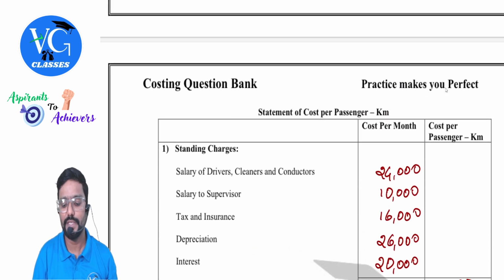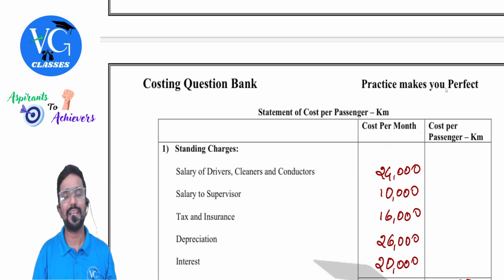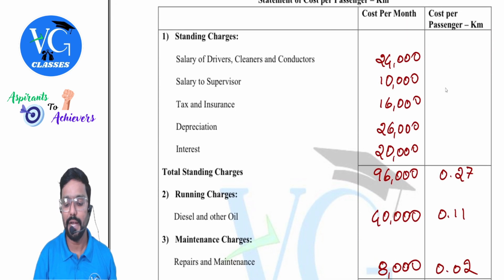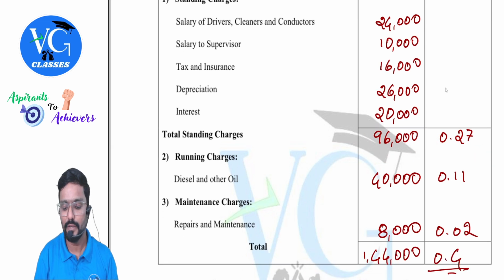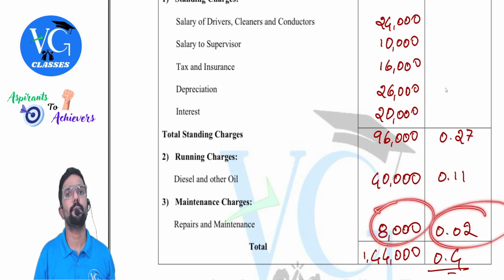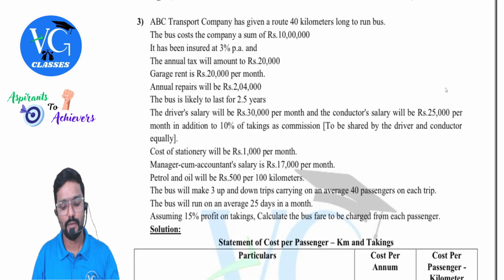Got it? So you will maintain one column to calculate cost per month or cost per annum or cost per bus or cost per truck. The other one is cost per passenger kilometer for passenger transportation, or if it is goods transportation, cost per ton kilometer. Clear? For standing, just calculate the total and divide it by passenger kilometer. Then for running, show it individually. For repairs and maintenance, one item would be there; even if multiple are there, you can just add up and divide by passenger kilometer. Clear? I will show you. You can see some more questions.